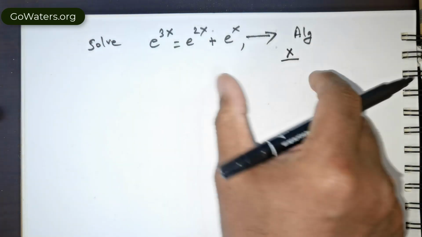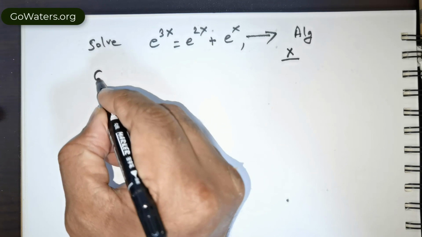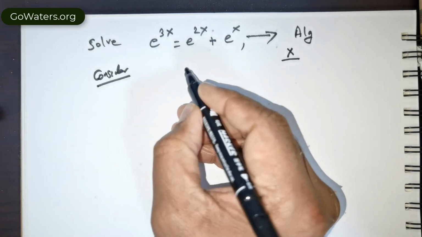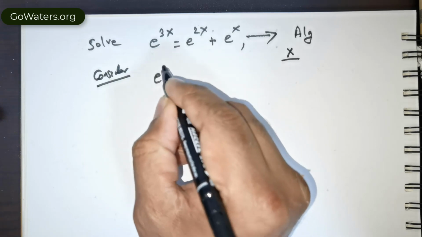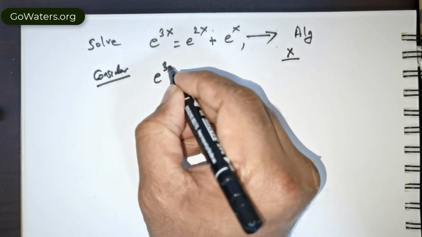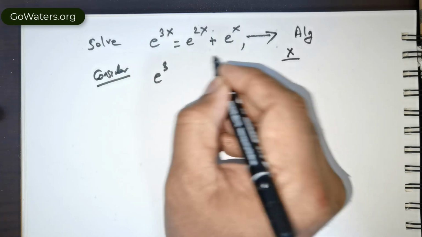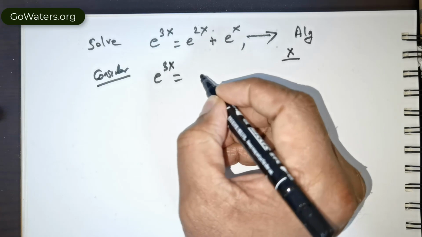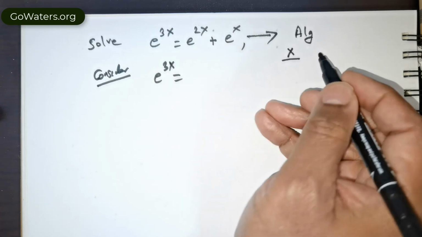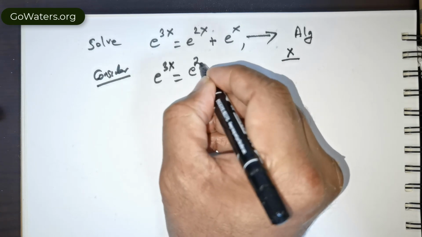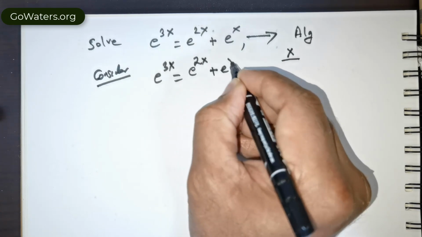So how am I going to do that? Foremost, let me start off the question by considering the given system. I am writing the system first, and then I will rewrite it in a way that is simple enough for us to convert into an algebraic system. So this is e raised to the power of 3x is equal to e raised to the power of 2x plus e raised to the power of x.